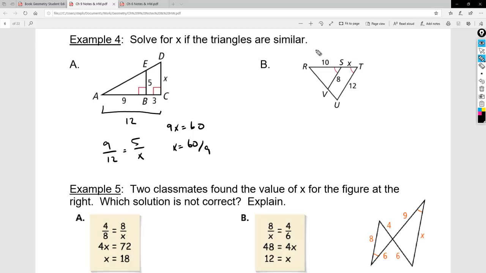Okay, moving on. So again, I have a triangle within a triangle. I need to know this total length, which is 10 plus x. Okay, so I know that 10 is to 10 plus x as 8 is to 12. Okay, we cross multiply. So I get 80 plus 8x is equal to 120. 8x is equal to 40, so x is 5.